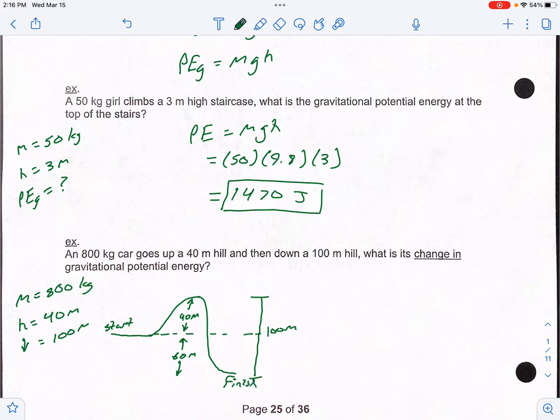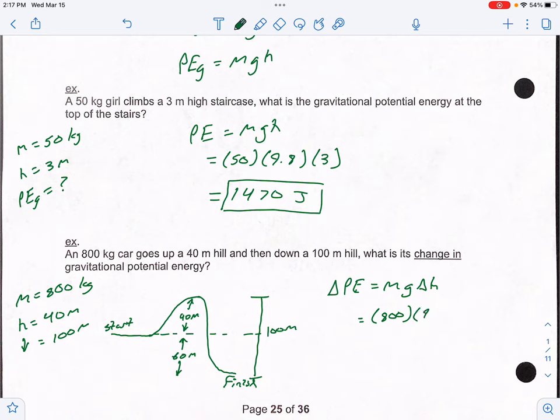I basically want to figure out how much potential energy I lost from where I started to where I ended. So my change in potential energy basically equals my mass times gravity times my change in height. So my mass is 800.